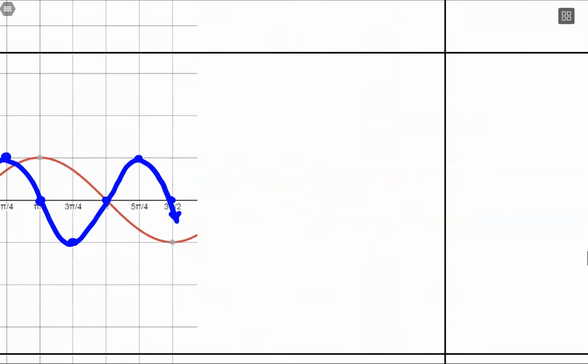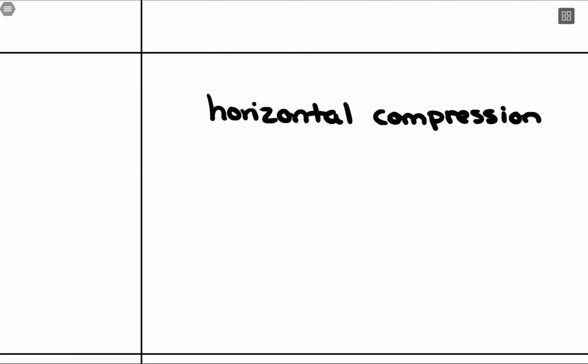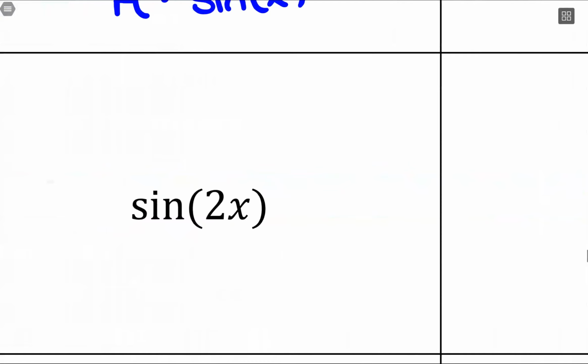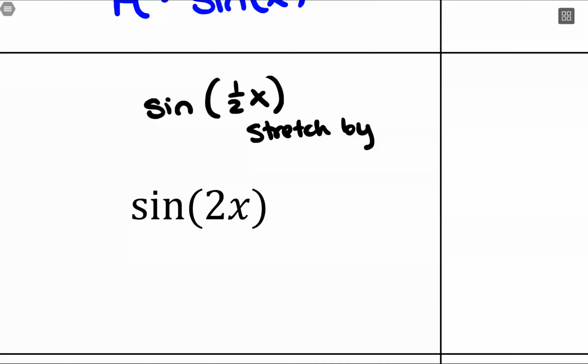So this was a horizontal compression, and even though we're seeing 2 show up in our function, really it's a compression by 1/2. With horizontal changes, we always think about 1 over that value. So when we look at sine of 1/2 x, it's actually causing a stretch by 2. So we think of the reciprocal of the value that's showing up in there.